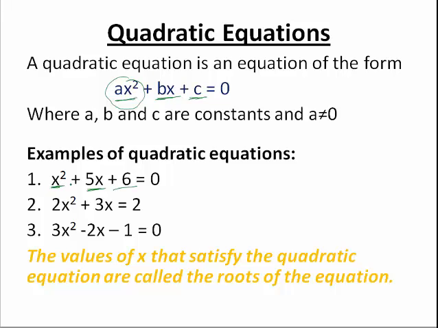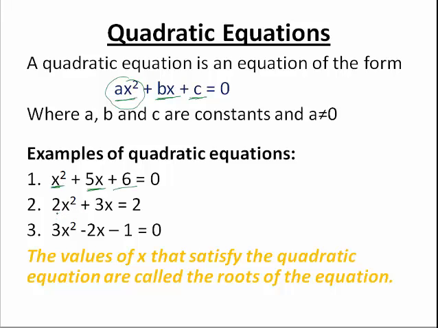So you can see it is of this form: ax squared plus bx plus c is equal to 0. Here in this case, we now have x squared plus 5x plus 6 is equal to 0. And what are the constants here? 1, 5, and 6 are the constants. Beautiful. Okay, let's go to example number 2.